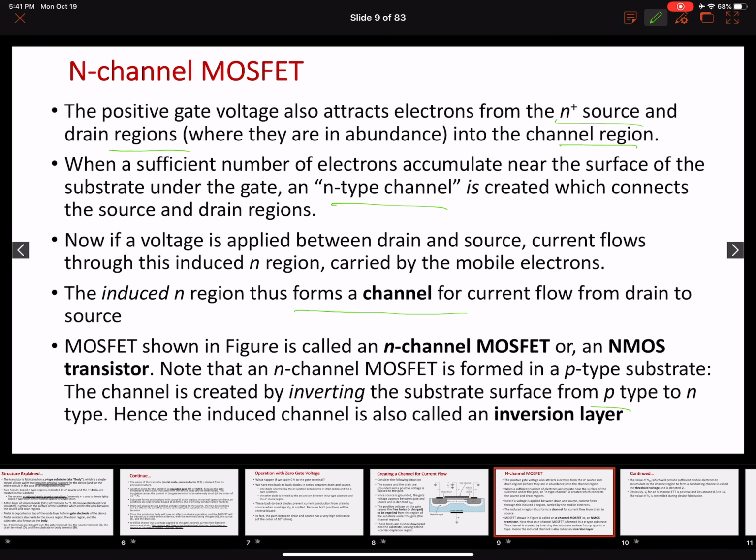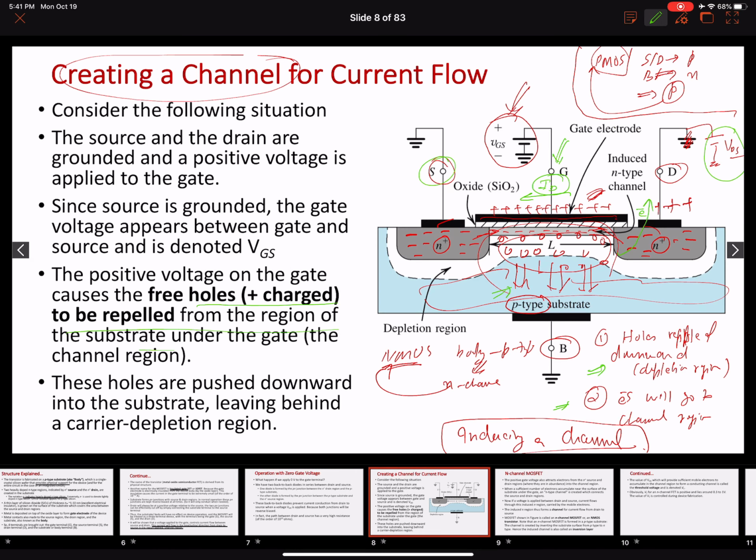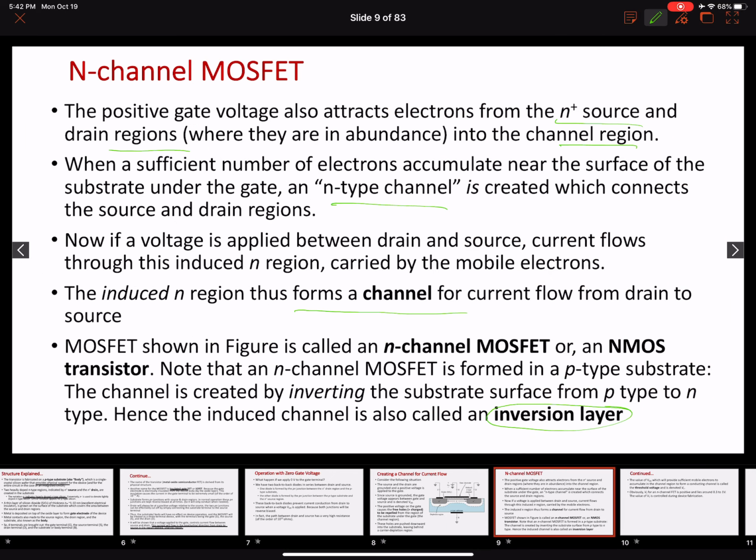Another important point in terms of naming conventions: this channel is also known as an inversion layer. Why is it called an inversion layer? We just talked about this, right? In an NMOS with a P-type substrate, we end up inverting, so our channel is the inverse of that type. In an NMOS for a P-type substrate, our channel is N-type, or N-channel. In a PMOS where the substrate is N-type, we end up creating a P-channel. That is why it is called an inversion layer.